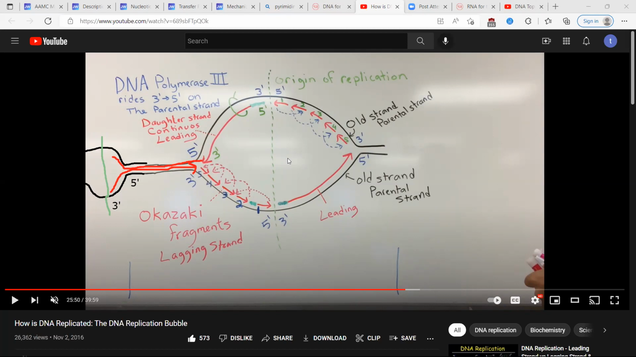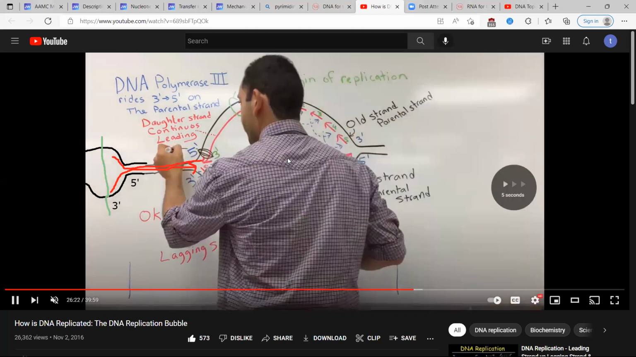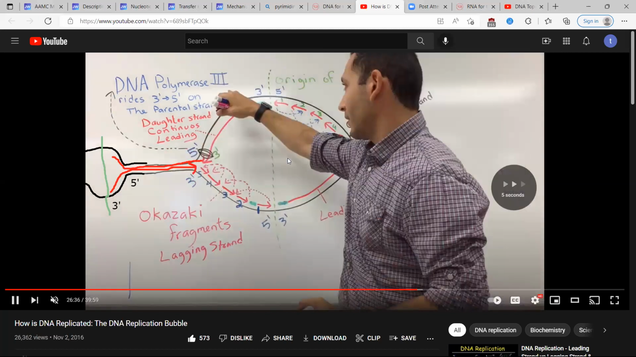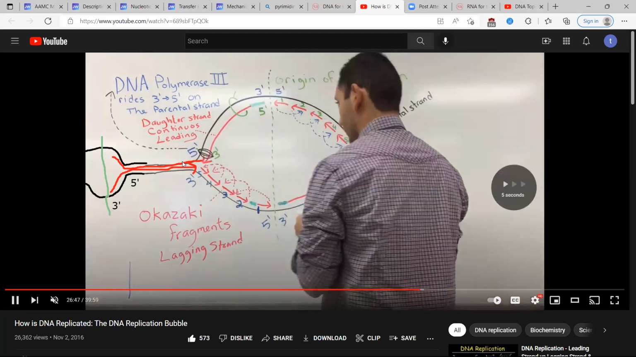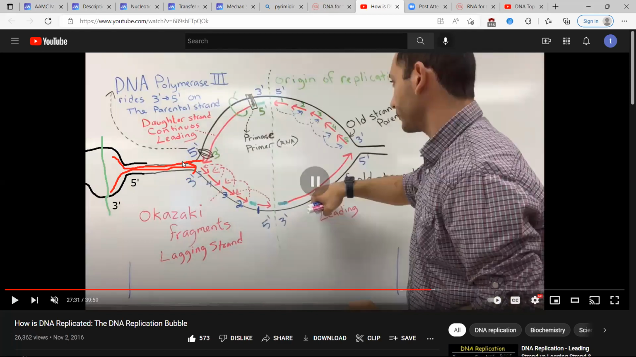And so the little pieces are the Okazaki fragments, yes. Okay, and so he's just shown that this little thing is riding along the parental strand, making this. Okay, primase. Primase is very important. Yeah, question.